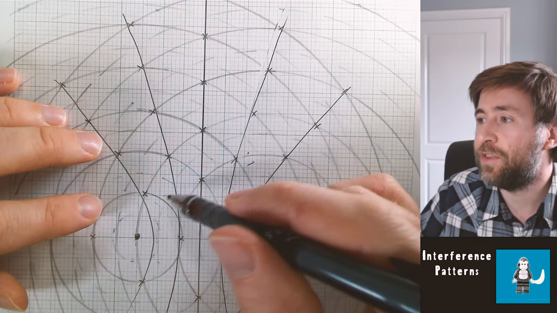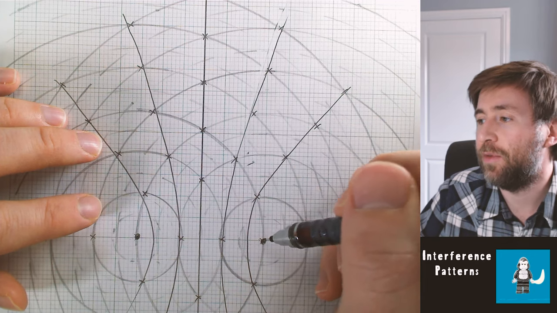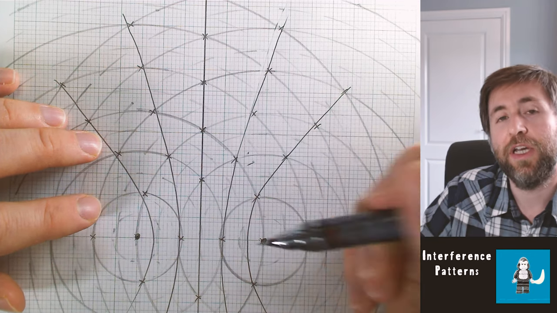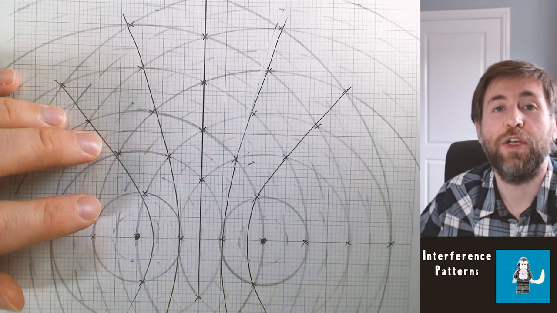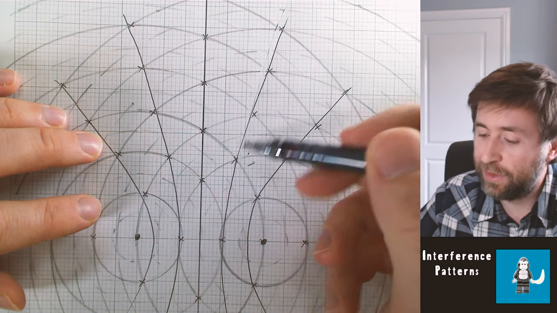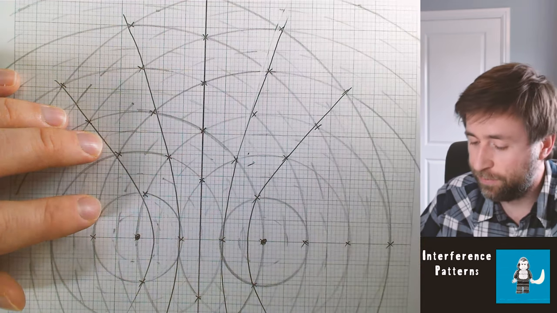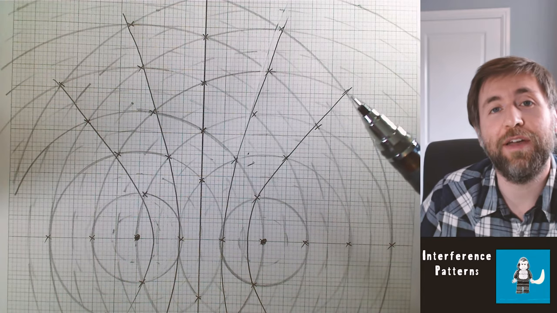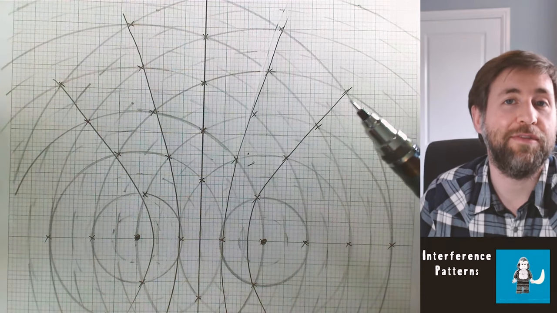Here, again, there's a path difference of one wavelength. This time from the left, it's travelled four wavelengths, and from the right, a path of three wavelengths. So the path difference is one wavelength, as it is everywhere along this line here. We say there's constructive interference whenever there are multiples of full wavelengths path difference.